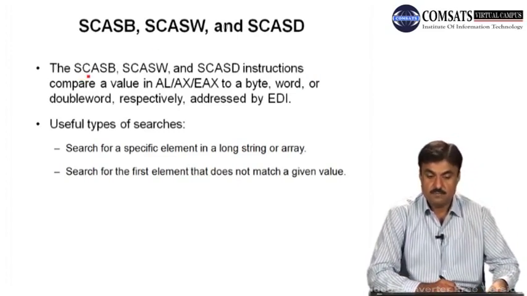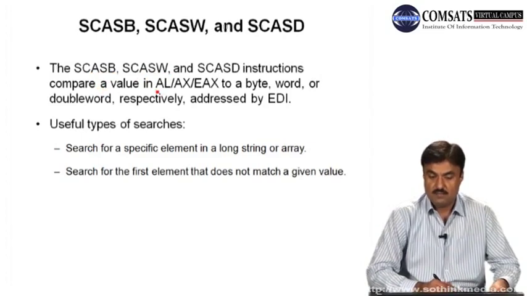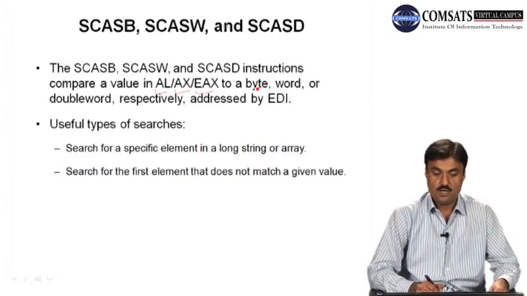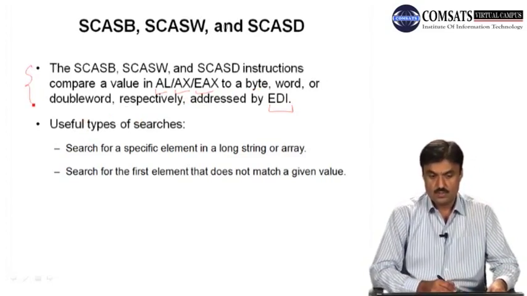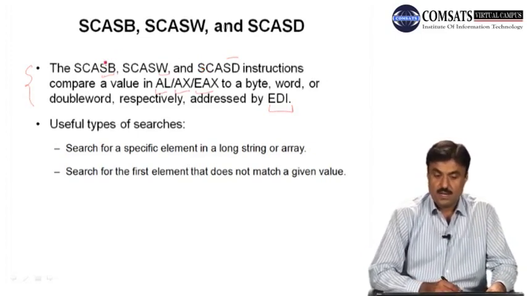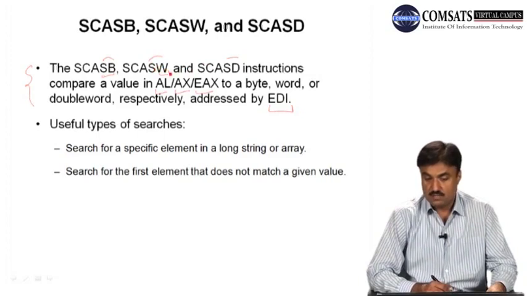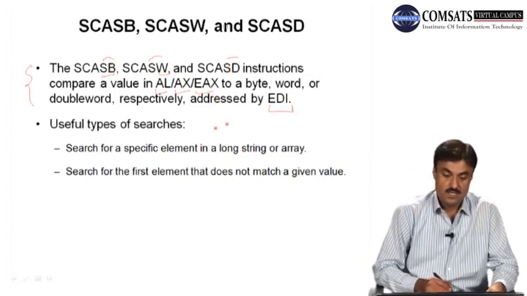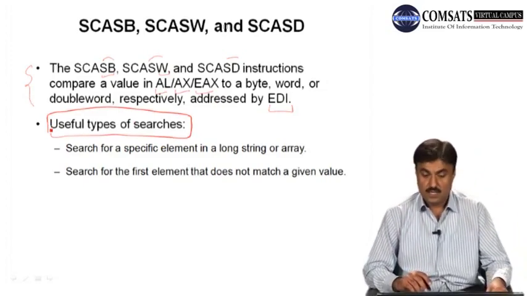Now you can see scasb, scasw and scasd. What do these instructions do? They compare a value inside AL, AX or EAX, either byte, word or double word respectively, with the one addressed by EDI. So source A is compared with the byte, word or double word against AL, AX or EAX. If you use SW, then AX will be compared with EDI. Otherwise, if you use SD, then EAX will be compared with EDI, and so on.